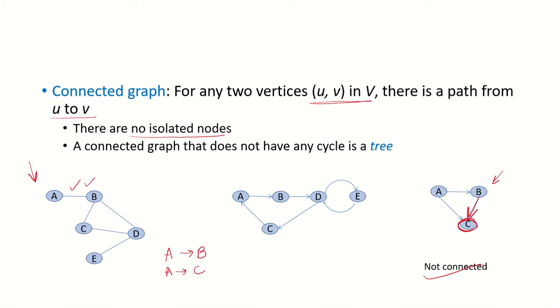A connected graph that does not have any cycle is a tree. So this we cannot say is a tree because there is a cycle existing over here. This also, the first graph, we cannot say is a tree because again there is a cycle over here. But suppose this edge was not existing, then this would have formed a tree. So a tree is a connected graph which is not having any cycle.